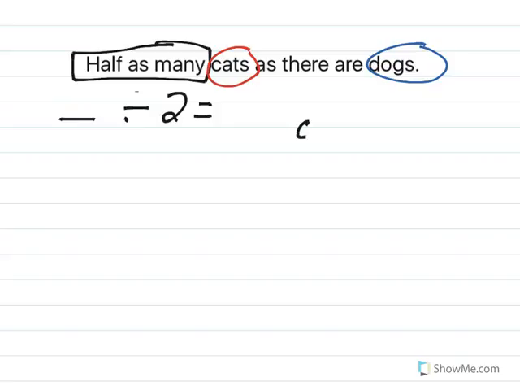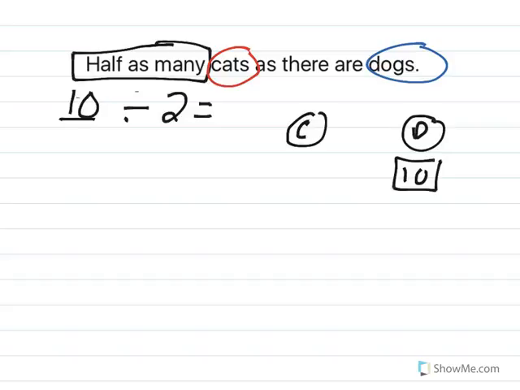So here we have cats and we have dogs. Now let's say we have 10 dogs. If we have half as many cats, then we have less cats than there are dogs. If I take 10 and divide it by 2, that gives me 5. Therefore, I have 5 cats because 5 is half of 10. And it says I have half as many cats as I do dogs.